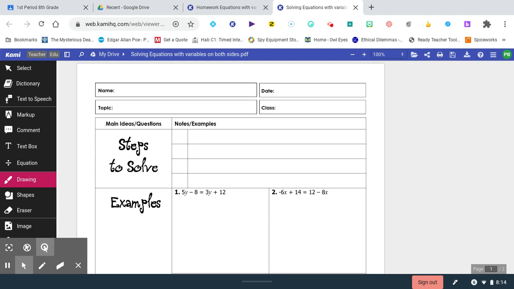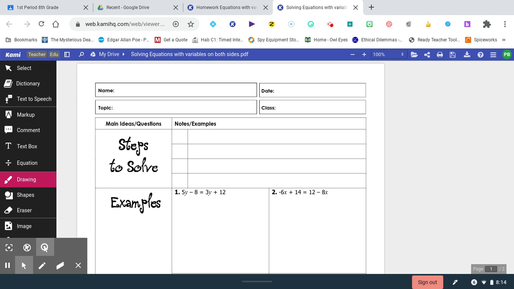Once you learn how to do it from some of the examples that I've taught, I want you to start pausing the video and trying some of the problems on your own and then unpausing to see if you get them correct, okay? All right, so normally when you solve an equation, you only have a variable either on the left or the right.